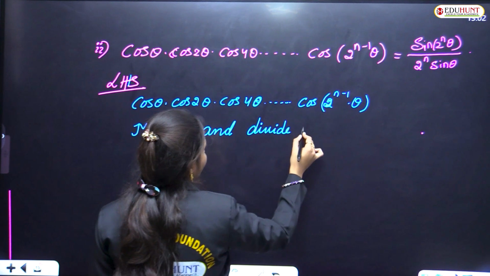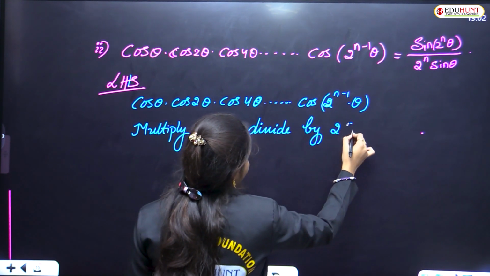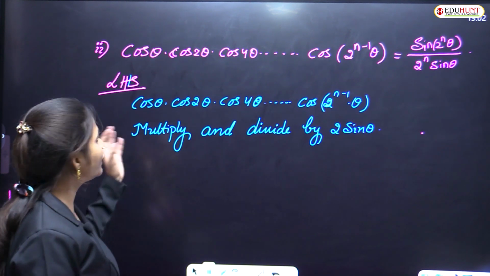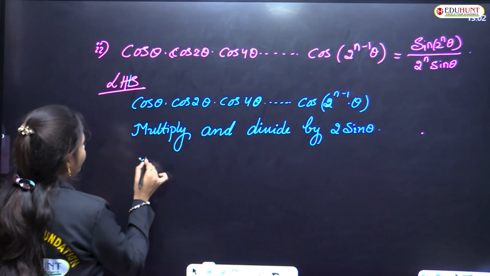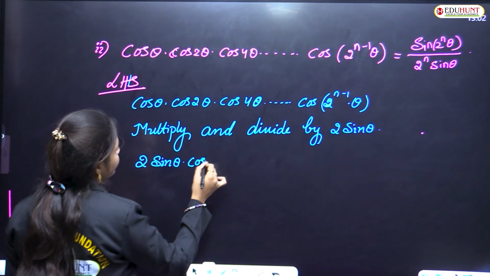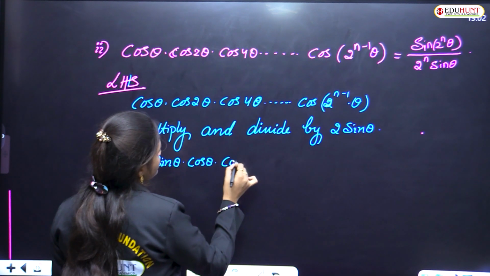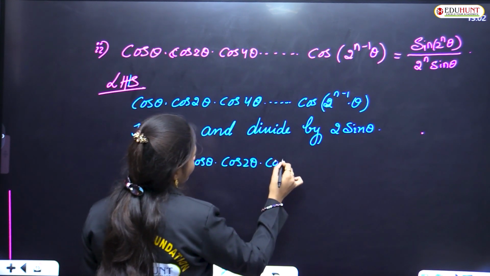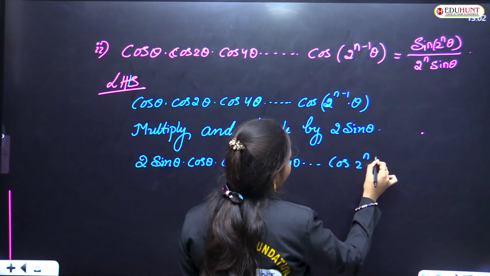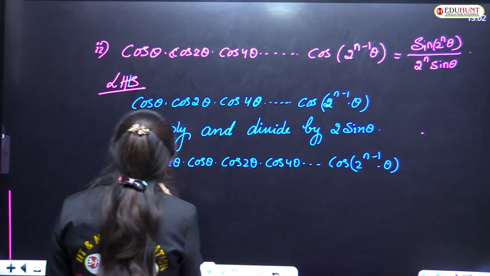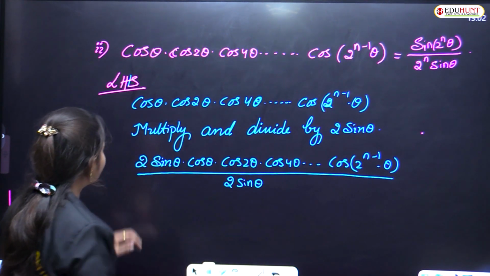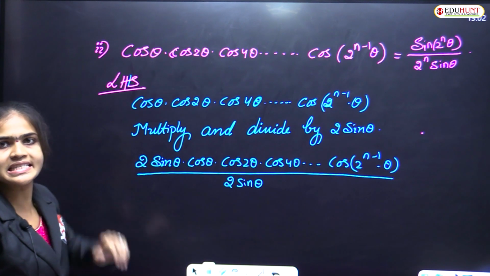Multiply and divide by 2 sin theta. What is that? Multiply and divide by 2 sin theta. So then this one will come as 2 sin theta into cos theta into cos 2 theta into cos 4 theta into and so on cos 2 power n minus 1 theta whole by 2 sin theta. Why? Because 2 sin theta and 2 sin theta get cancelled, again we will get that same LHS, no? So that's why.